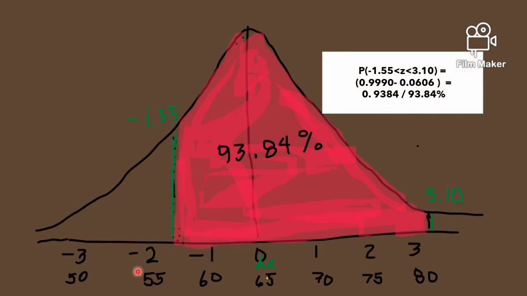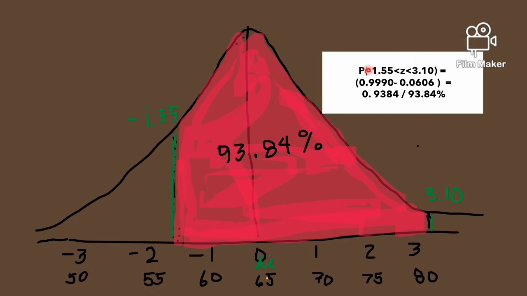So how do we graph this one? We will draw the x and y axis again. So we have 0, 1, 2, 3, negative 1, negative 2, negative 3. So our mean is 65 and our standard deviation is 5. 65 plus 5, 70. 70 plus 5, 75. 75 plus 5 is 80. 65 minus 5 is 60. 60 minus 5 is 55. 55 minus 5 is 50.